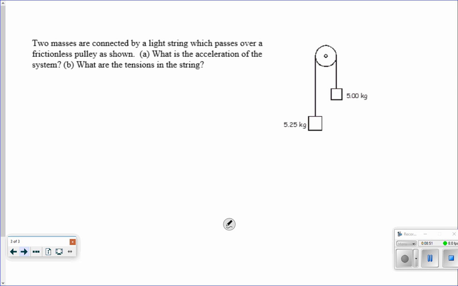Here's our last one, and this is a newbie, an Atwood machine. Okay, so the key thing about an Atwood machine is there's always a pulley in there, and the function of the pulley is to change direction. You may remember this conversation. We are ignoring the pulley, which is what this means over a frictionless pulley. It means we don't have to worry about the pulley itself, we can ignore it.